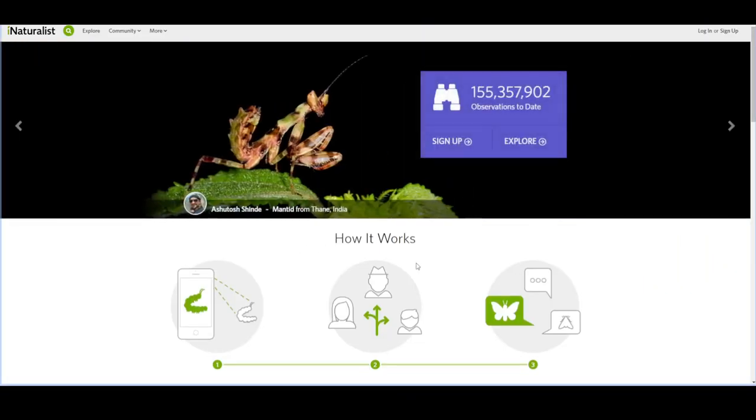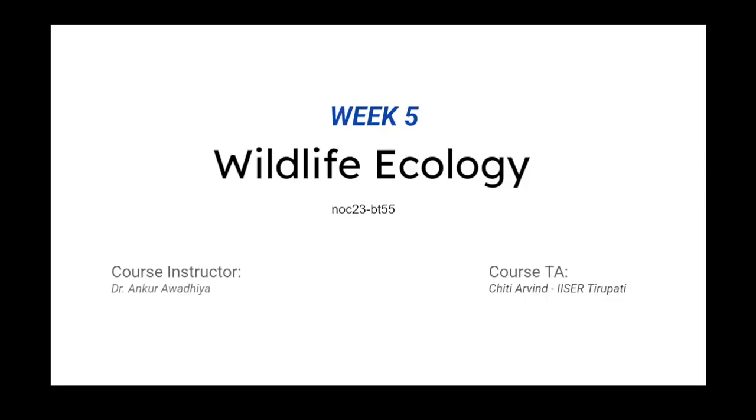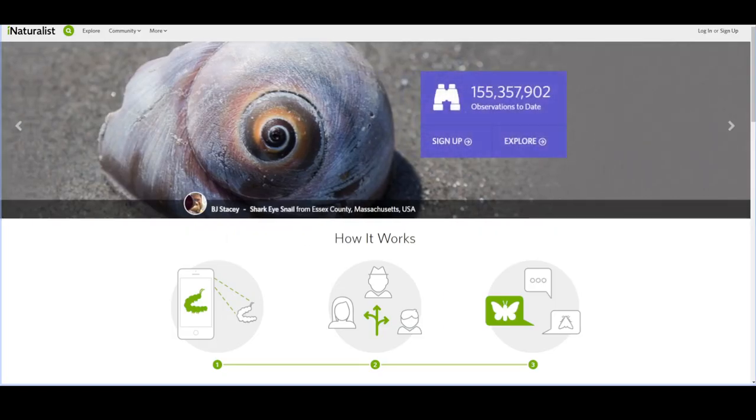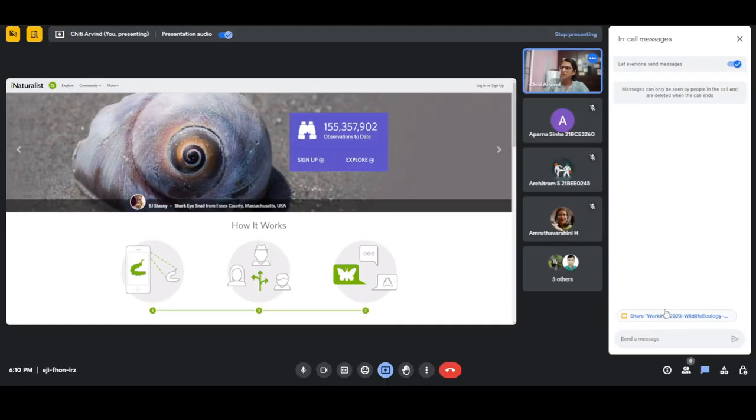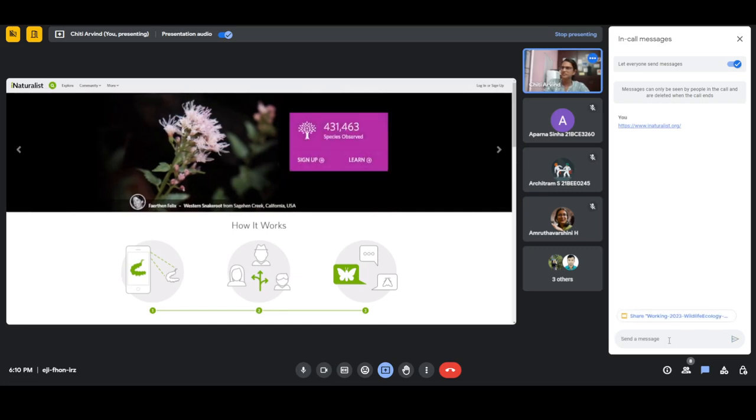I know a lot of people use Google Lens to identify anything around them, but iNaturalist also works as a really nice scientific community. So that is perhaps something people can explore if they are interested. I'm just going to put the link in the chat so that you can access this.